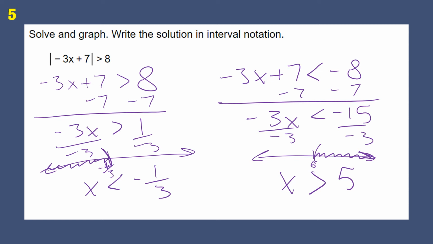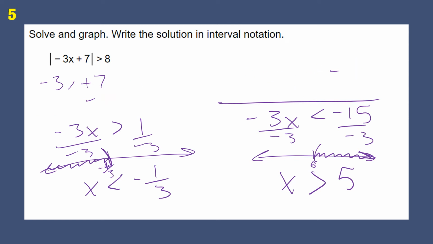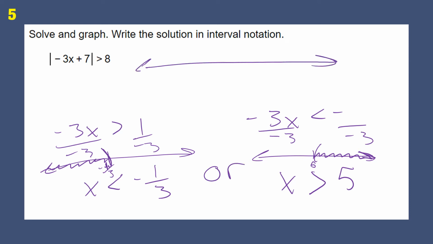So if I were going to graph them combined, what would I end up doing? Well, because it's an absolute value, and because I've got two of them, what this has is both of them on the same graph. So I'm going to say -1/3 going this way, and 5 going this way.